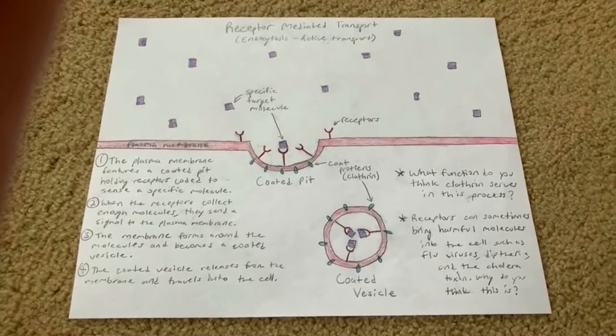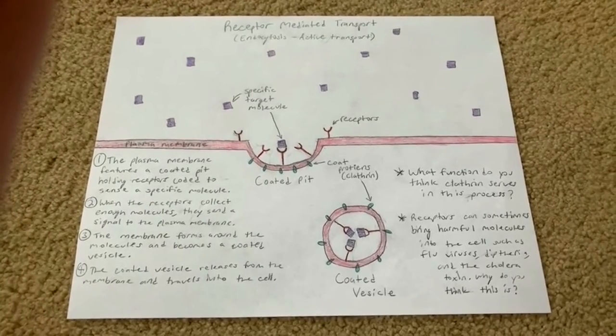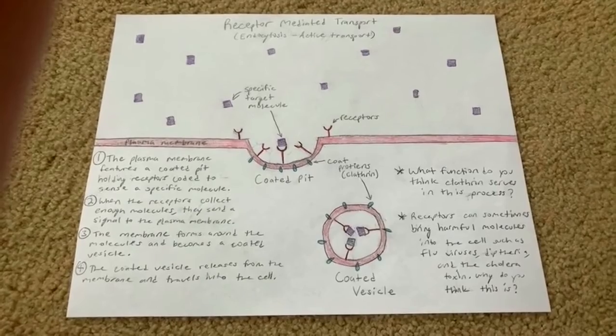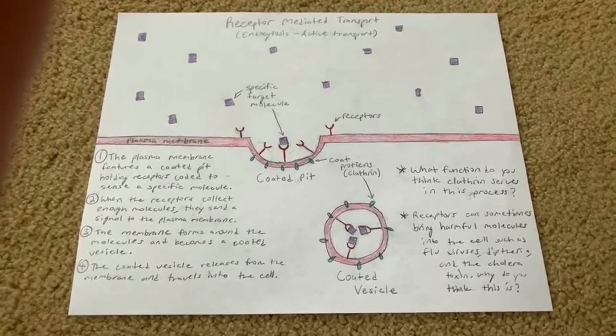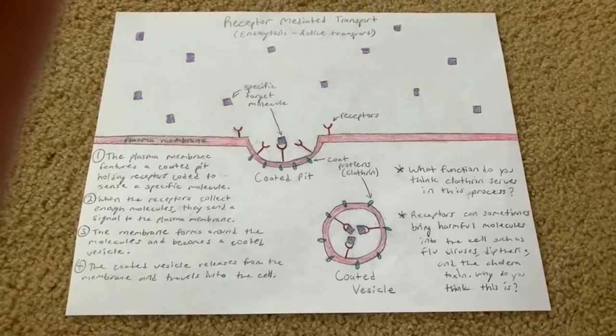My two questions are, what function do you think clathrin serves in this process? And then secondly, receptors can sometimes bring harmful molecules into the cell, such as the flu virus, diphtheria, and the cholera toxin. Why do you think that this is?